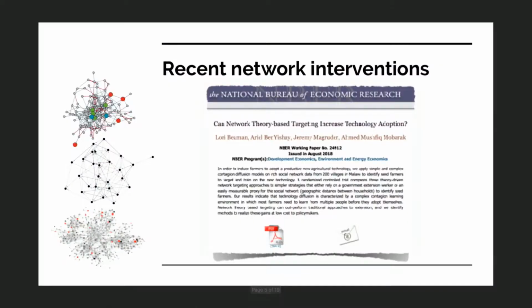The high watermark for number of schools or number of villages marked is actually the following study, which has the question mark title. So can network-based targeting increase technology adoption? There's this joke that when the title is a question, the answer is no. Basically, if the answer was yes, they would have said so in the title. They have very ambiguous results from their evaluation.